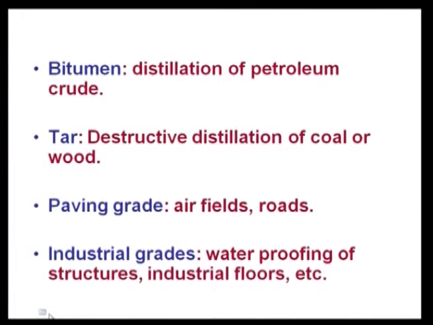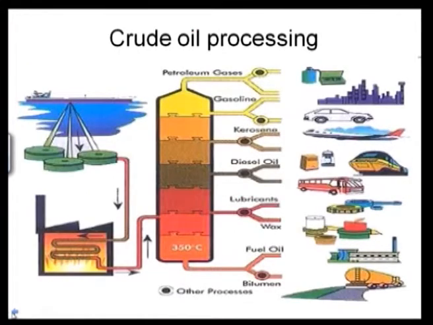If you look at the four parts, bitumen is your distillation of petroleum crude. Then tar is your destructive distillation of coal or wood. That means bitumen we are getting from petroleum, then tar we are getting from coal or wood. Then paving grade has been generally used particularly for airfields or roads. Then industrial grades means waterproofing of structures or industrial floors. Generally we use bitumen or tar for road purposes, paving grades for aerodromes and airfields, and for industrial use we provide waterproofing of structures or industrial floors. This all comes from your crude oil processing.